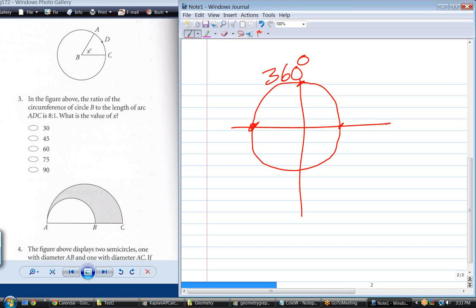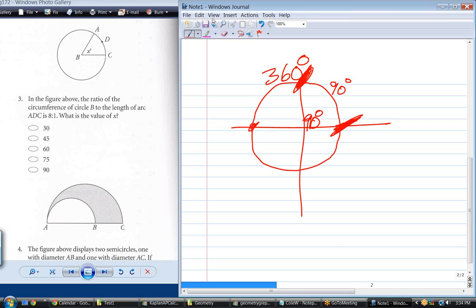Now, if I said, what's the length of this arc between that point and that point, it would be 90 degrees. And you can see that that represents 1/4 of the circumference. So if that was a 90-degree arc, this angle would have to be 90 degrees also, because the arc represents 1/4 of the circumference, and so this angle has to represent 1/4 of the 360.